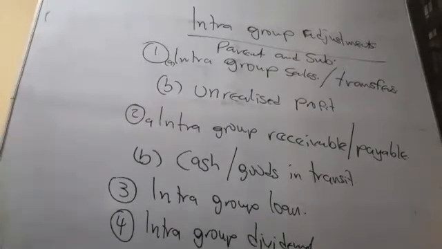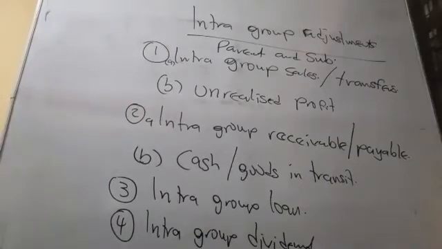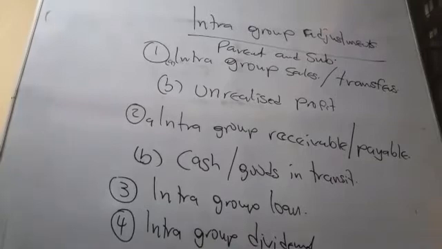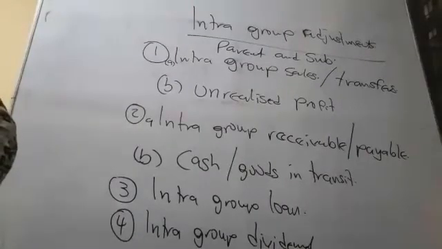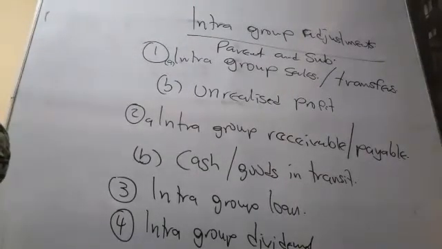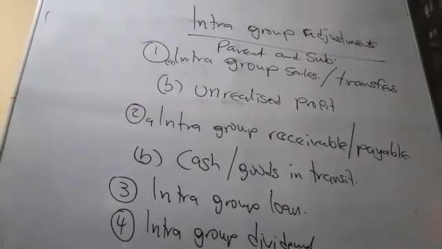Now let's start with the intra-group sales. There's one thing about consolidation. The parent and the subsidiary are one, because we prepare the accounts as if they are a single economic entity. If you are one, can you sell to yourself? Not at all. Can you buy from yourself? Not at all. So intra-group sales must be eliminated.